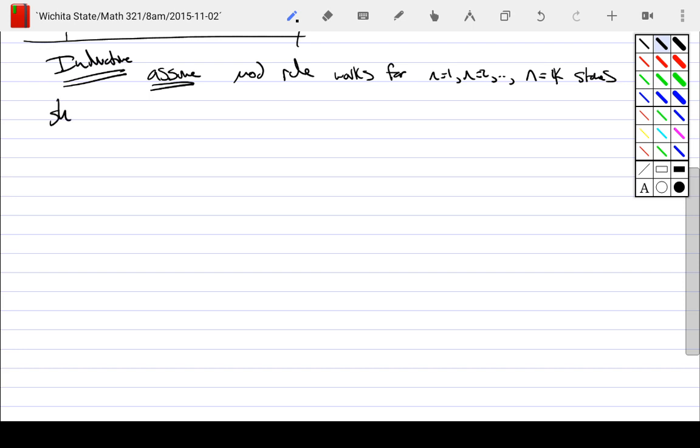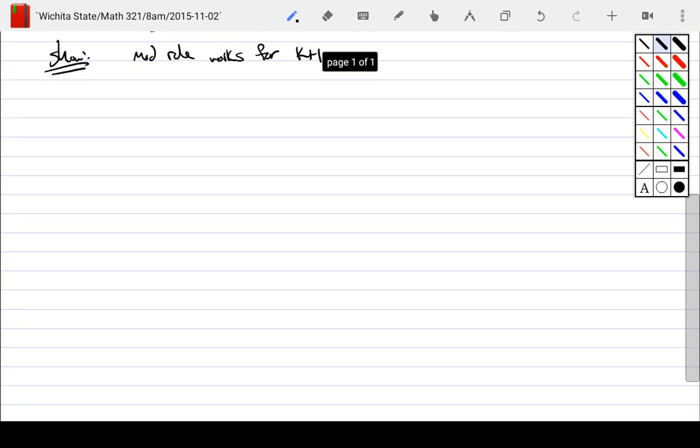Now we have to show that the mod rule works for k plus 1. We just simply take the mod. We have these cases, so I'll take the losing case first. What if k plus 1 mod 4 is simply 1?